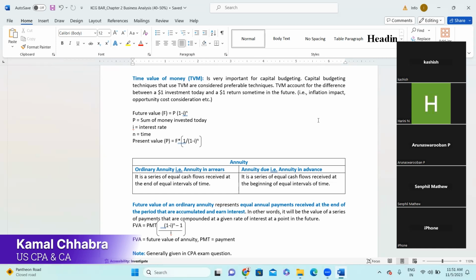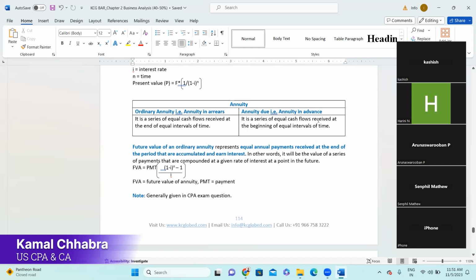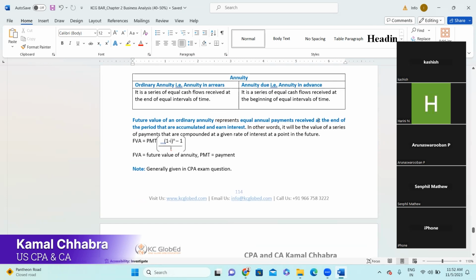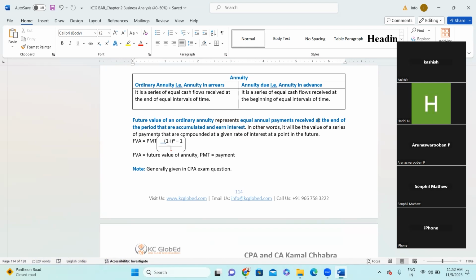So annuity are of two types, ordinary annuity and annuity due. Ordinary annuity is generally considered to be the annuity in arrear. That means the amount receivable or payable after the period. So it can be like your EMI, which is monthly payable, or installment payable monthly. So those all come under the annuity. So annuity are of two types. One is ordinary annuity, which is generally considered as annuity in arrear.